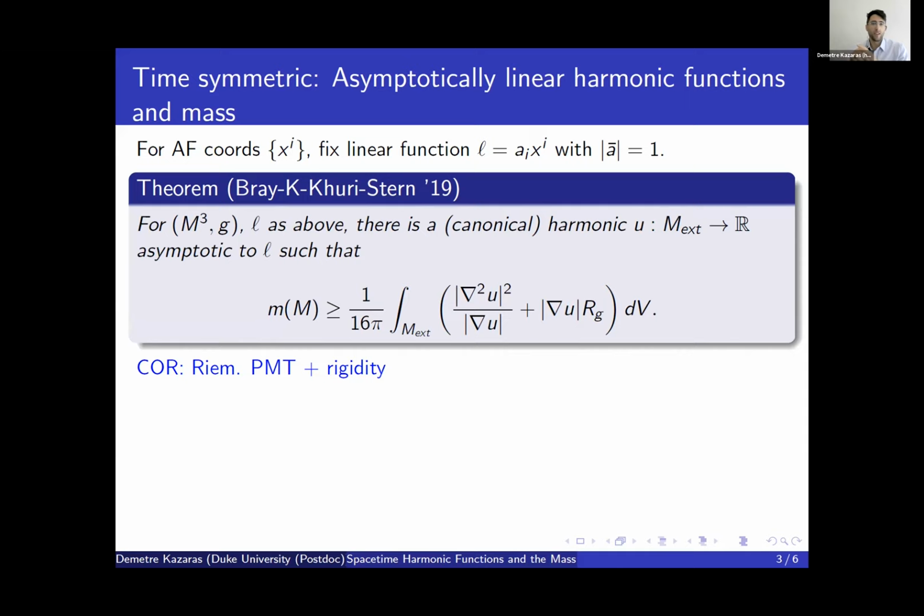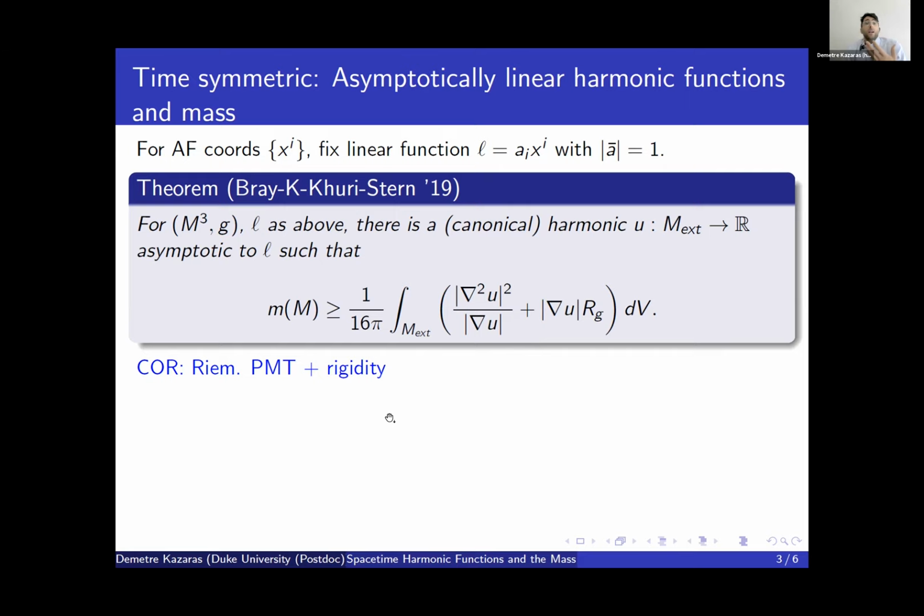The total mass, which is just energy in this time-symmetric case, is almost equal to, morally, you should think of this as an equality, but it's greater than or equal to this quantity: the integral of the Hessian of that function squared divided by the length of the gradient, plus the length of the gradient times the scalar curvature of the manifold.